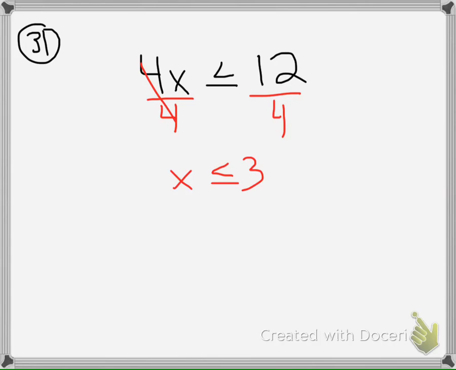So x can be -2, x can be 0, x can be 1, 2, and 3, and any negative numbers beyond here. Okay, so there's plenty of options for x.